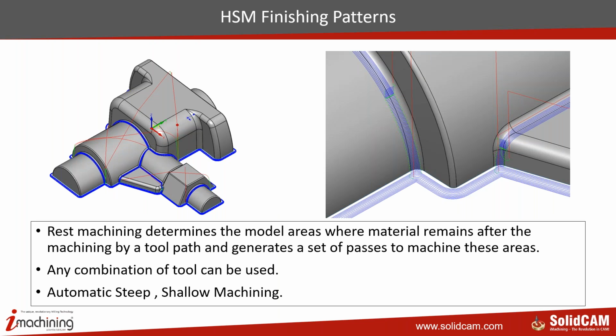And then we have the rest finishing. The rest machining will determine the areas where material remains after machining by a certain tool path, and it will generate passes to machine these areas. Now this can be done in several ways. Automatically you can segregate passes in steep and shallow regions, machining the steep regions in constant Z, machining the shallow regions following the profile. You can use any combination of the tool. Your previous tool could be a bull nose, next tool could be a ball nose, or your previous tool could be a ball nose, next tool could be a bull nose, or it could be bull nose to bull nose to end mill. Any combination of tool can be used for rest finishing.